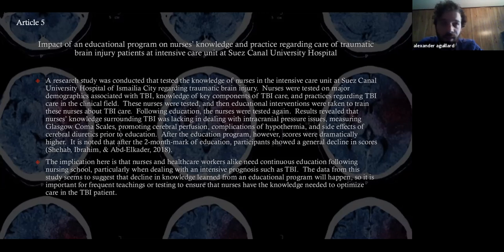And then they tested them again a few months after, and it showed that around the 2-3 month mark, there was a decline in the knowledge. So it's important that we reiterate this education. Education has to be thorough. It has to continue to happen after nursing school. Nursing school is not the end of a nurse's education. That's going to happen until we retire at 70 years old, you know. And that's what this article is highlighting.